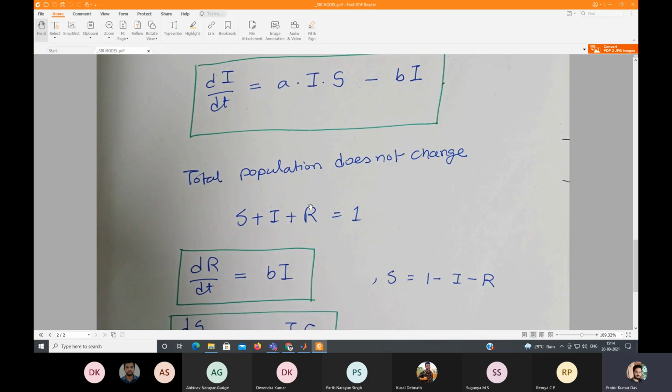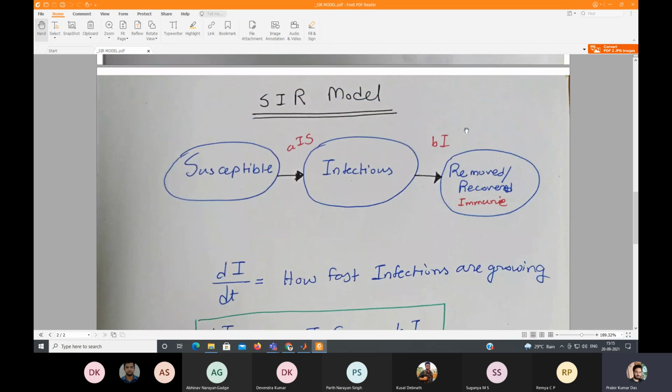So, what is R? R means the number of recovered people. Among I, some people will recover because they will develop their immunity. So they will recover into R. In this diagram you can see this.